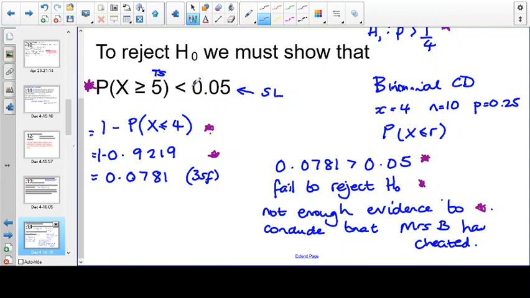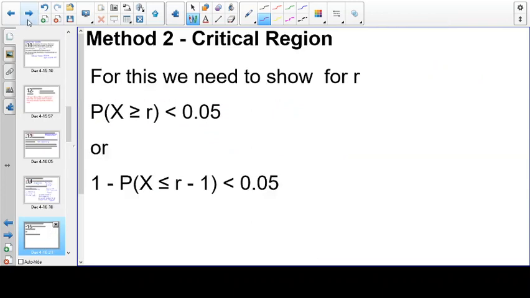So using the test statistic, by comparing the probability of getting that with the significance level, we have failed to prove that I have cheated. So 5 wins was not enough to prove that I've cheated. What we could do now is do the second method and work out the number of wins that I would need to have made in order to prove I've cheated. We know 5 isn't enough.